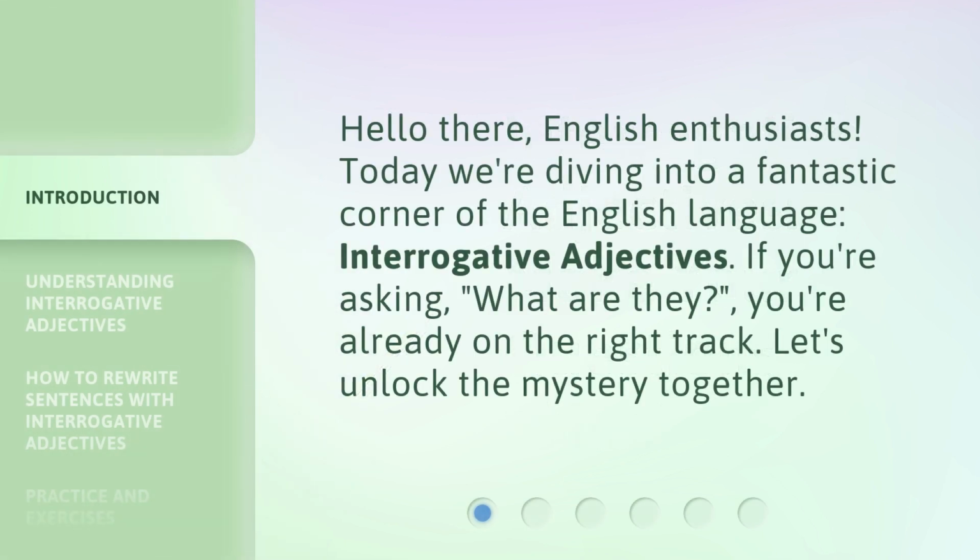Hello there, English enthusiasts. Today we're diving into a fantastic corner of the English language, interrogative adjectives. If you're asking, what are they? You're already on the right track. Let's unlock the mystery together.